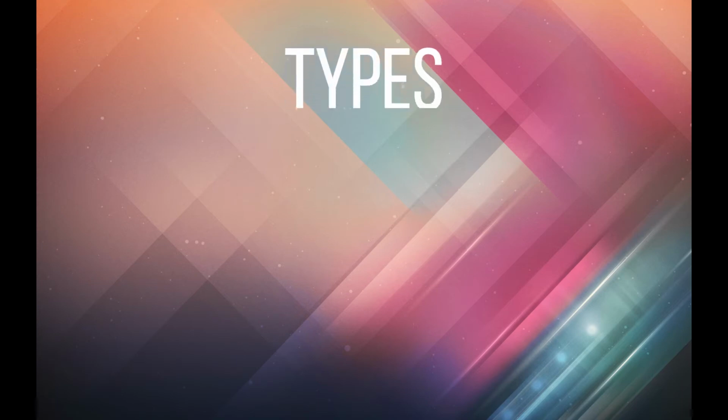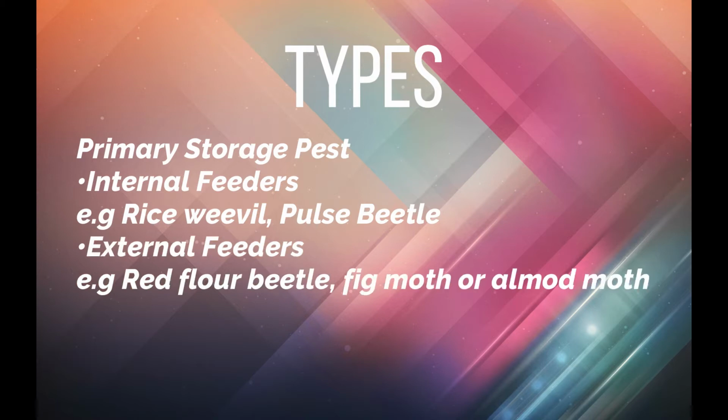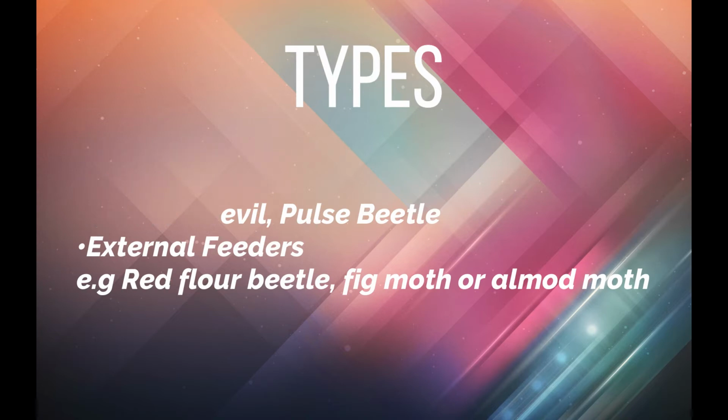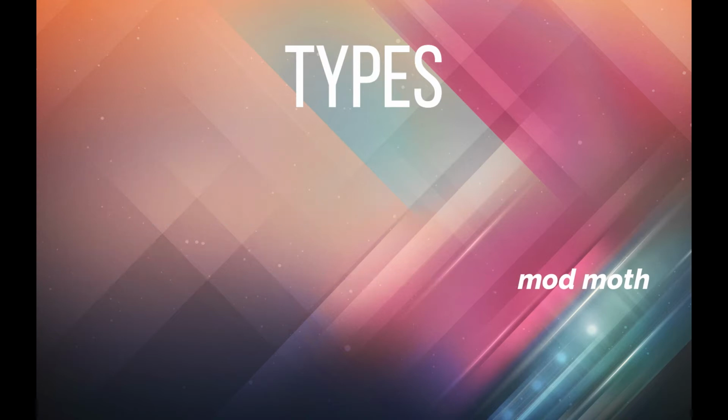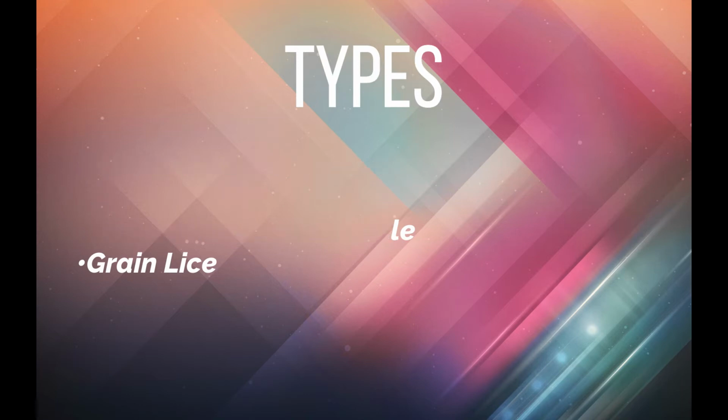Primary storage pest includes internal feeders, for example rice weevil and pulse beetle. External feeders include red flour beetle, fig moth or almond moth. Secondary storage pests may include sawtooth grain beetle, grain lice, etc. This was the basic introduction of the stored grain pest.